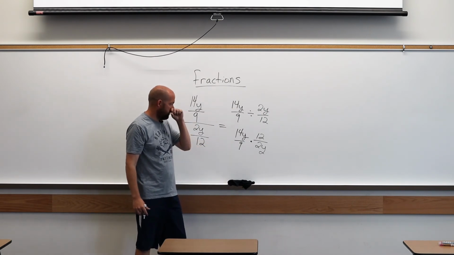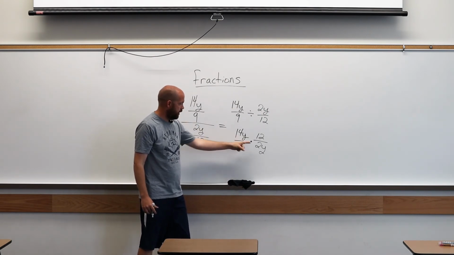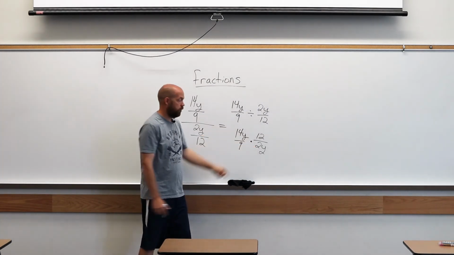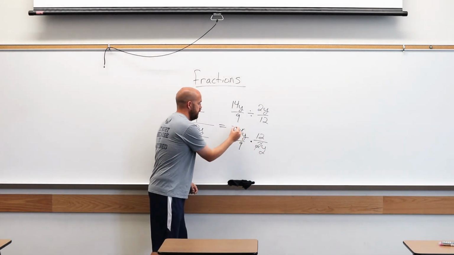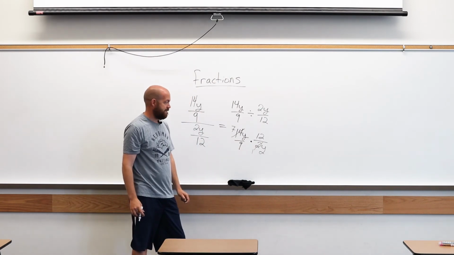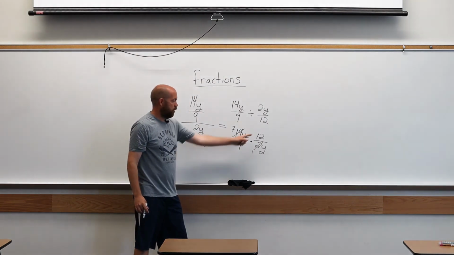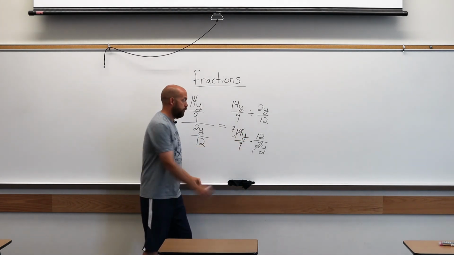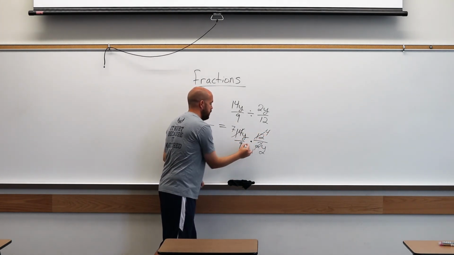So what would actually reduce here? So we got 14 and 2. They would kind of reduce. So the 2, if I divide them both by 2, that turns into a 7, and that goes to a 1. What else? 12 and 9, I could divide them both by 3. So that would become a 4, and that would become a 3.